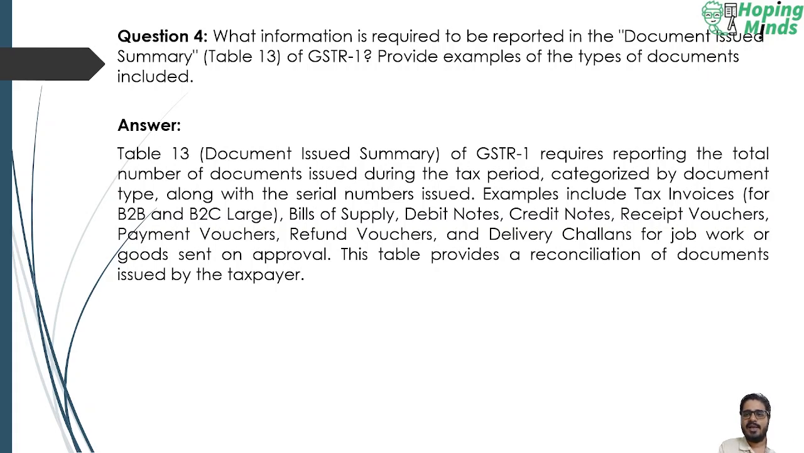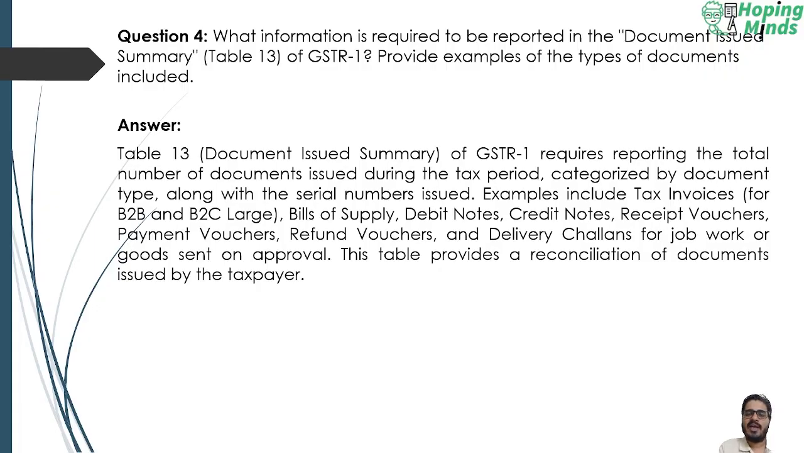For example, it includes tax invoices for B2B and B2C large invoices, bill of supply, debit note, credit note, receipt voucher, payment voucher, refund voucher and delivery challan for job work or goods sent on approval. This table provides a reconciliation of documents issued by the taxpayer.